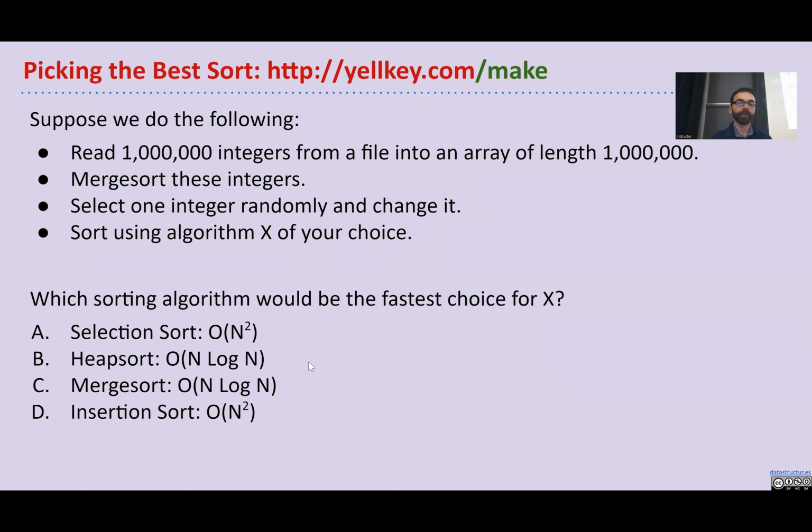Which of the following algorithms do you think would be fastest? And by fastest, I mean you run it and you see who gives you the best result. Okay? Like it takes the least amount of time to complete the task. Okay. So I'll let you answer this question. It's a little counterintuitive, but fun. So you get to pick X.